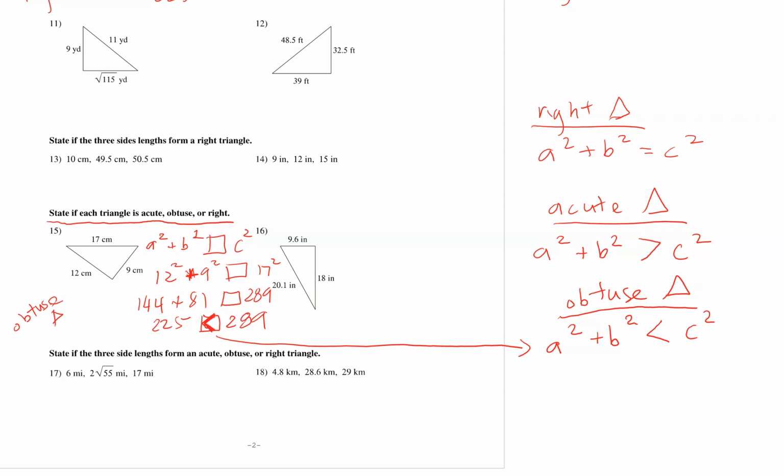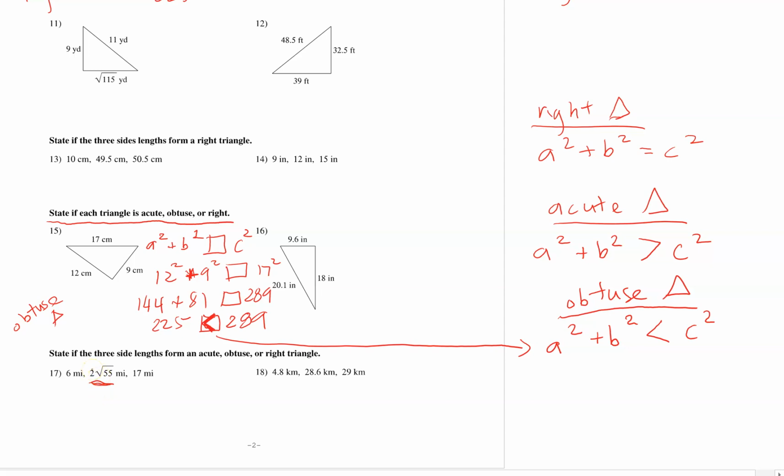All right, let's try one last one. Look at number 17. Same exact set of directions, but no figure. It says for 17, state if the three sides of the triangle form an acute, obtuse, or right triangle. So we have three numbers. However, we have this one that is an issue right now. The reason it's an issue is we don't know if it's going to be the largest or the smallest side. So let's go ahead and find what 2 rad 55 is.